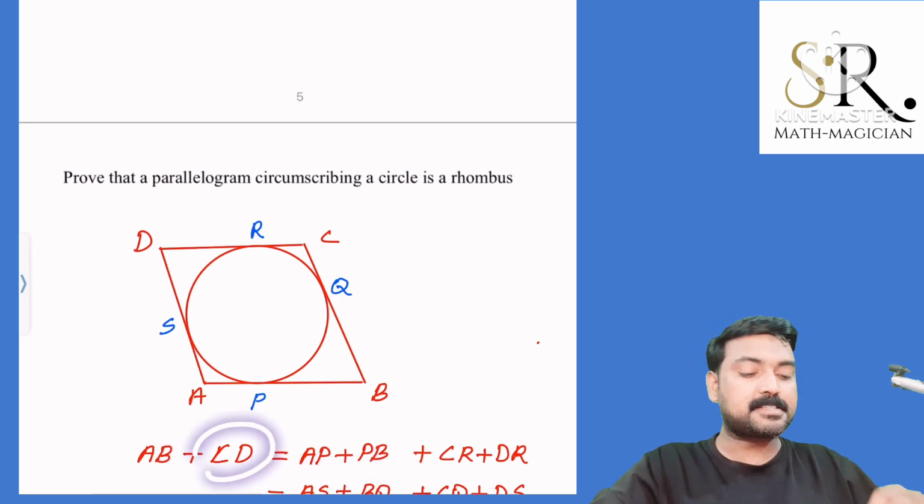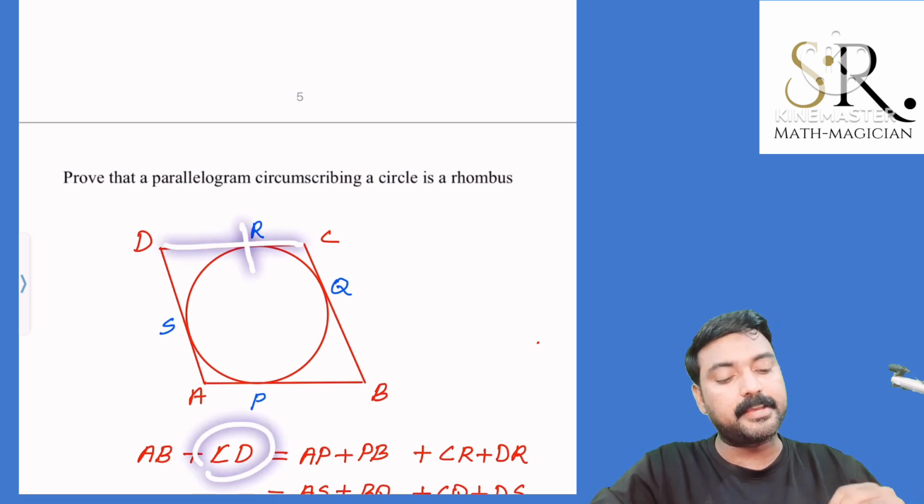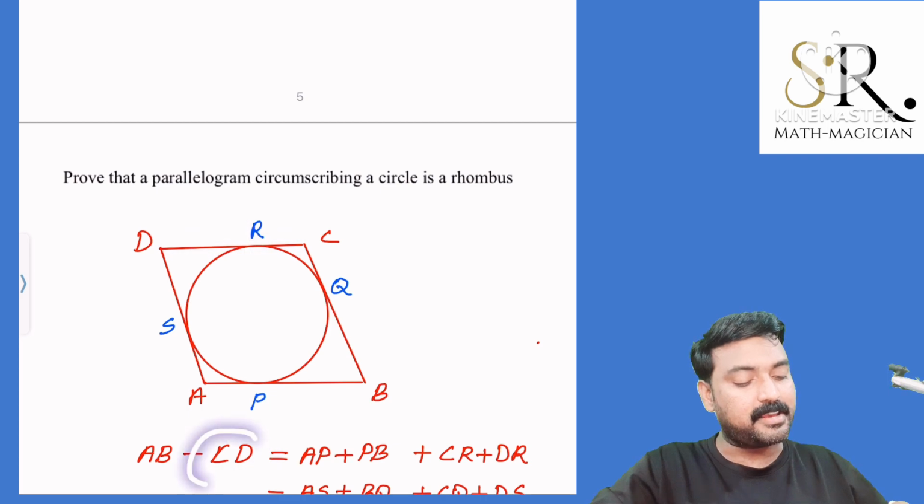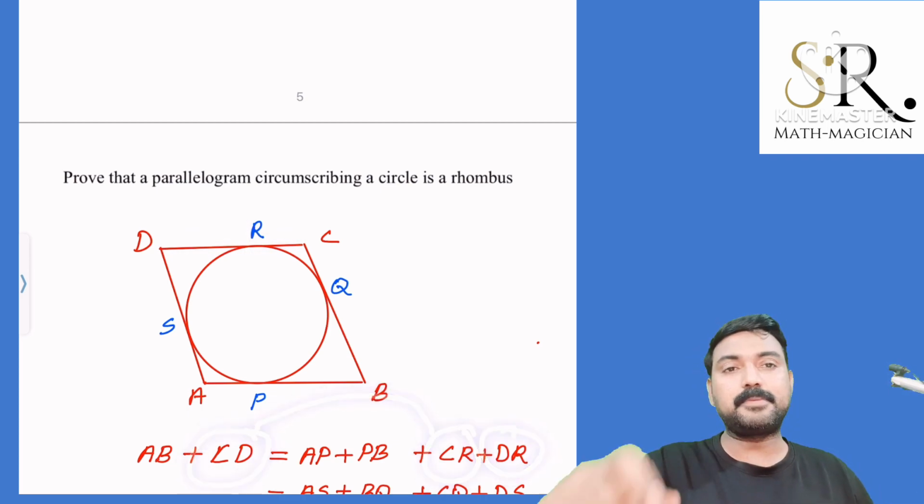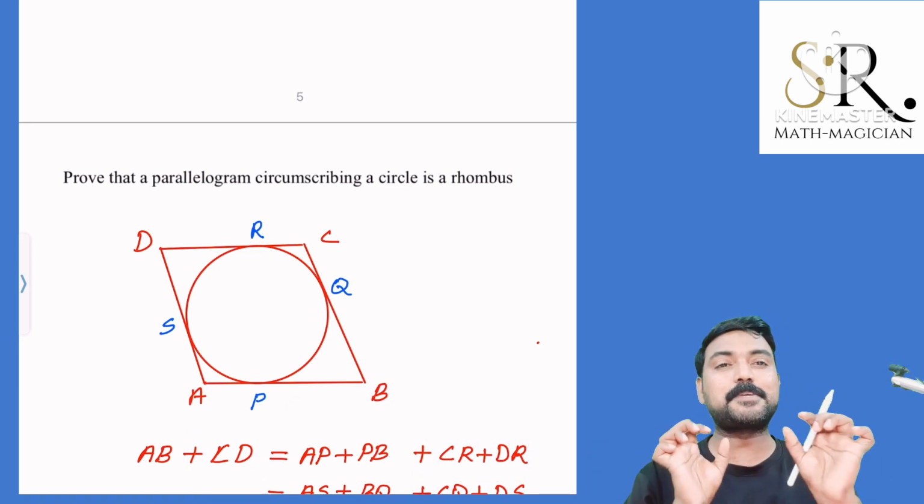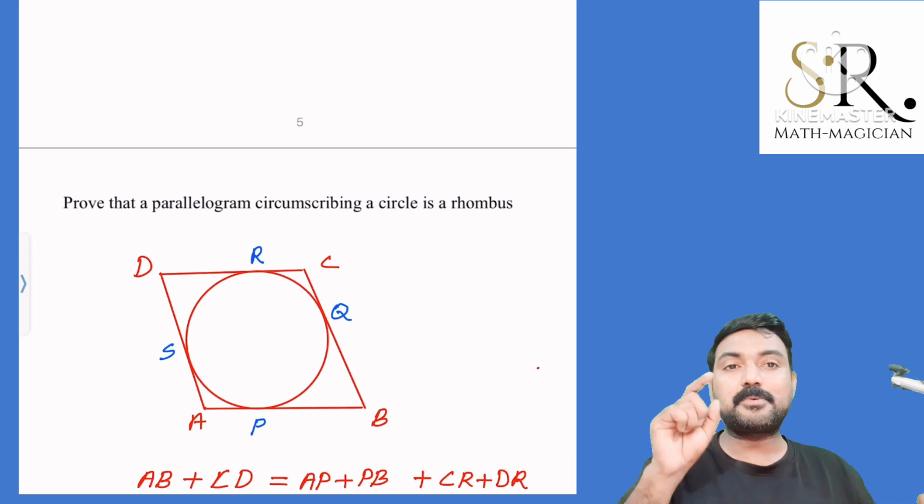Now CD is there. CD is the other opposite side. There are also two parts, CR and DR. So instead of this CD, we can split it as CR plus DR. That means both opposite sides we split into parts. Now you observe the second theorem.